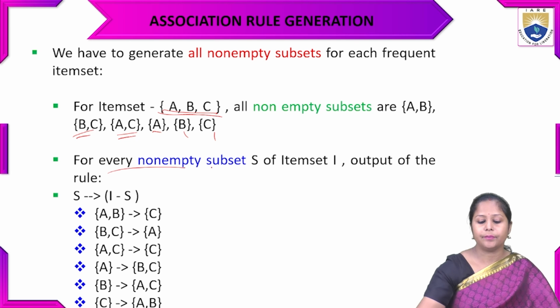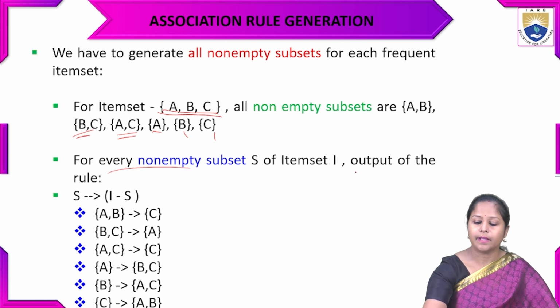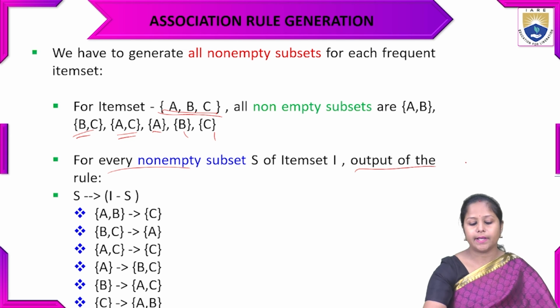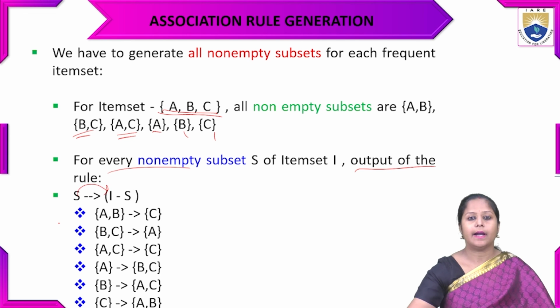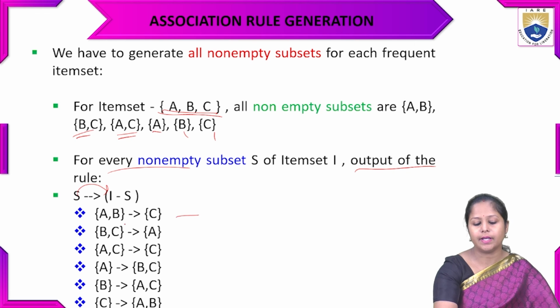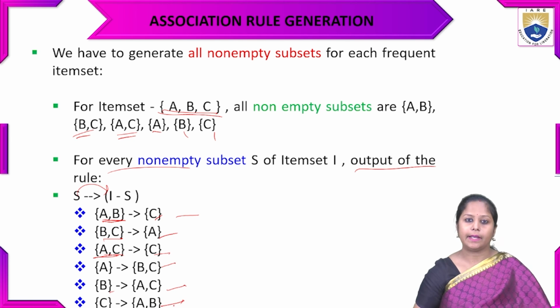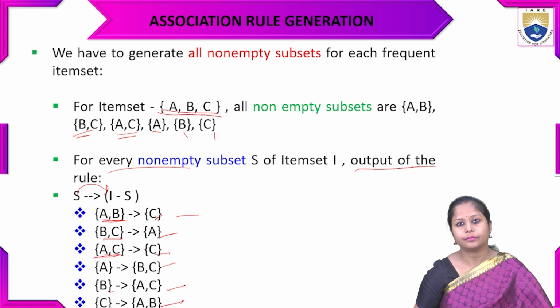So for every non-empty subset S of item set I, the output rule will be S depends on I minus S. So the rules will be: AB depends on C, BC depends on A, AC depends on B, A depends on BC, B depends on AC, and C depends on A and B together.